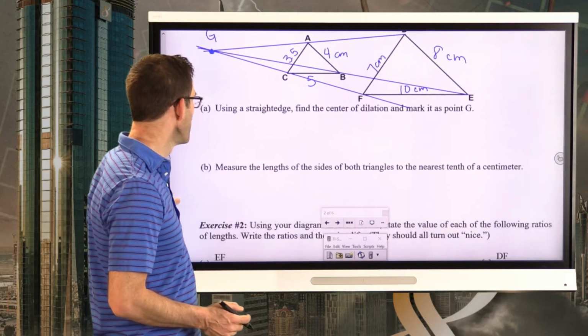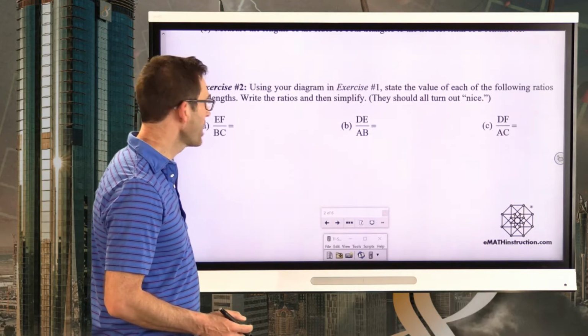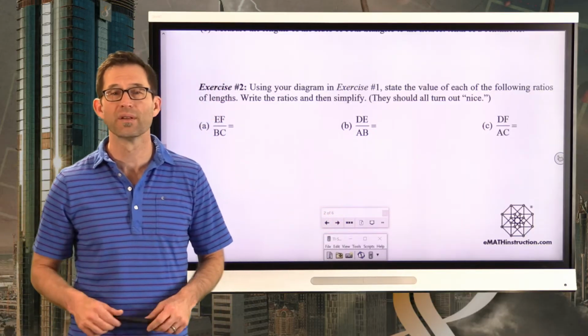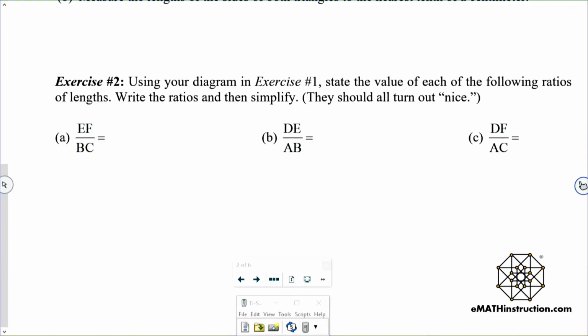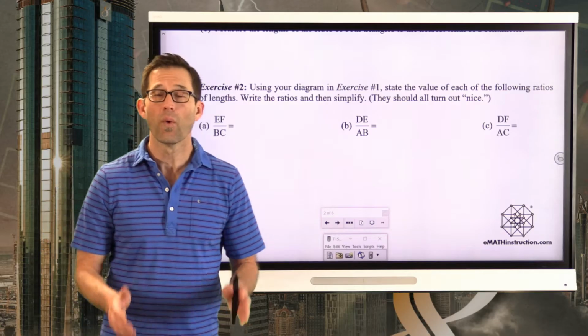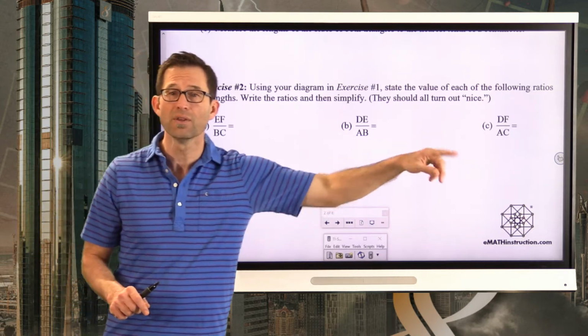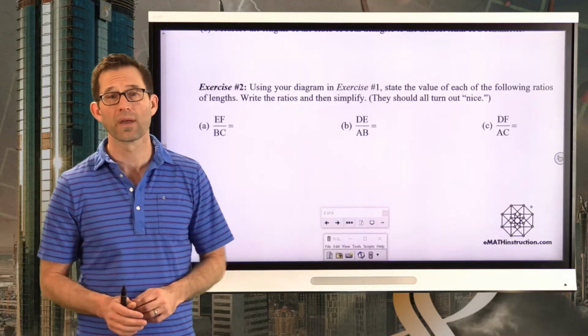All right. Now, exercise number 2, we're going to keep on the same sheet because it links into exercise number 1, so let's take a look. Using your diagram in exercise number 1, state the value of each of the following ratios of lengths. Write the ratios and then simplify. They should all turn out nice. Why don't you go ahead and do this? Now that we've got those measurements, you can literally set up each one of these ratios, and if you need to use your calculator, go ahead.